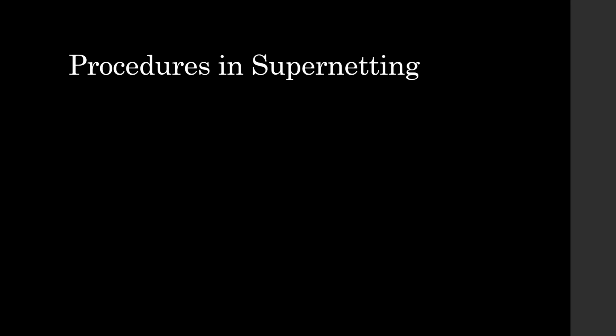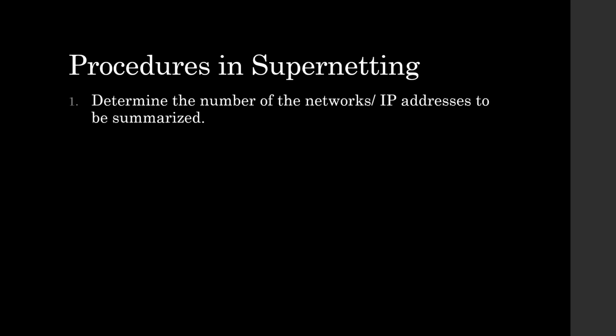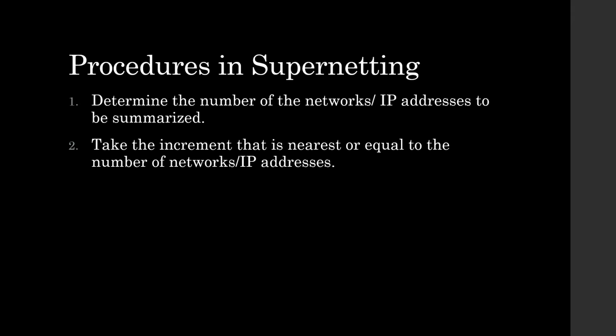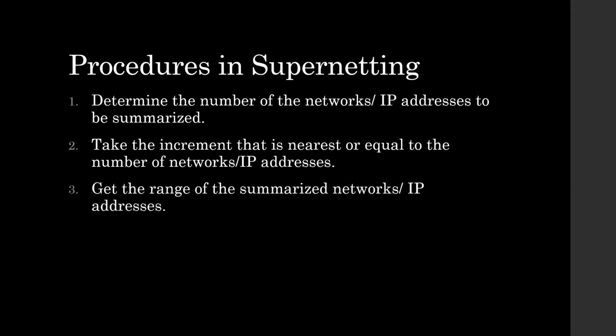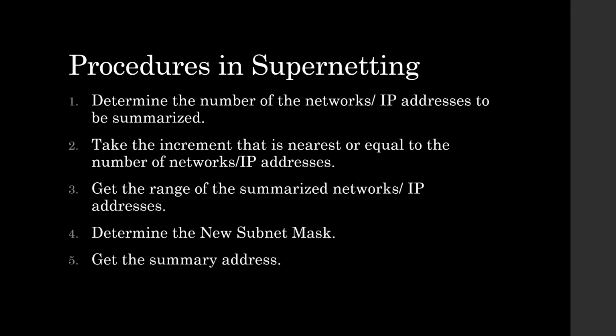The procedures in supernetting are: one, we have to determine the number of networks or IP addresses to be summarized. Number two, we take the increment that is nearest or equal to the number of networks or IP addresses. Three, we have to get the range of the summarized networks or IP addresses. The fourth step is to determine the new subnet mask. And the last is to get the address.